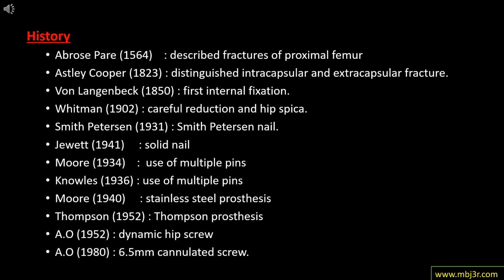In 1941, Jewett introduced the solid nail. In 1934, Moore came out with multiple pins for fixation. In 1936, Knowles introduced multiple pins. In 1940, Moore introduced a stainless steel prosthesis for the fracture neck femur. In 1952, the Thompson prosthesis was introduced, almost 70 years back.